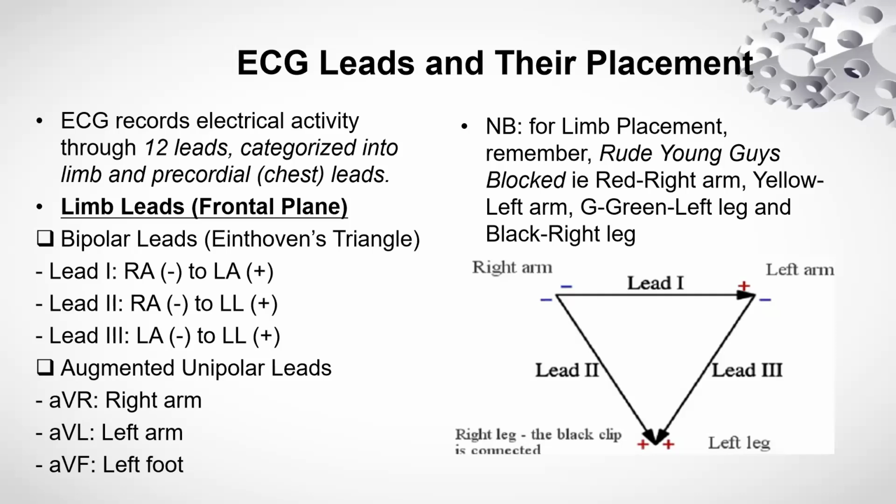Okay, so we have the augmented right arm, AVR, the augmented left arm, and the augmented left foot. So this makes up the 6 leads that you have as the limb leads. And don't forget, like I said, you use the mnemonic "Rude Youngest Block". The red lead is on the right arm, the yellow lead is attached to the left arm, the green lead is attached to the left leg, and the black is attached to the right leg.